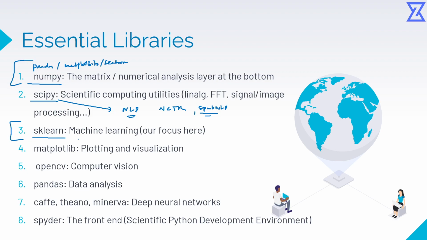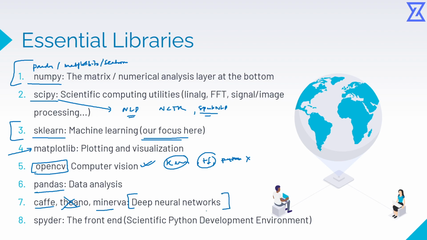sklearn is a very famous machine learning library. Yes, our focus will be sklearn because in machine learning, sklearn plays a vital role. Matplotlib, as I already told you, is basics. OpenCV will not be a part of machine learning, but once we jump into the deep learning part, we will definitely be having OpenCV. We will have Keras, we will have TensorFlow, we will have PyTorch, but we will be focusing on TensorFlow and Keras. PyTorch I don't teach. Okay. Caffe, Theano. Theano is again very old. Minerva, these are deep neural networks.